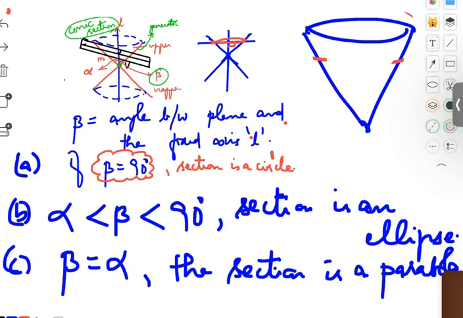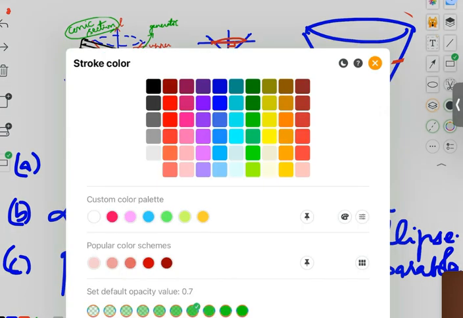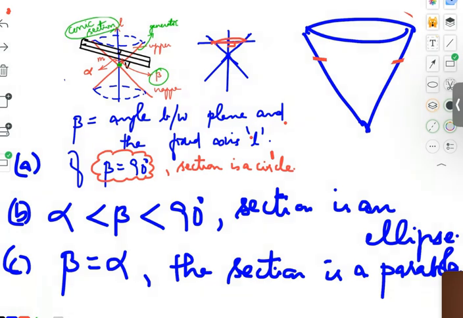See, Prasan, what I asked you to do is simply cut it across like this. Cut it across. You see that? Across, I'm cutting it across the whole cone.